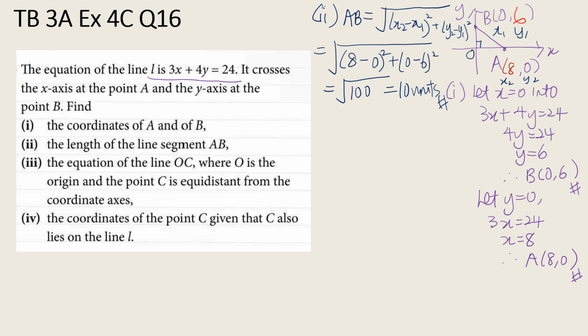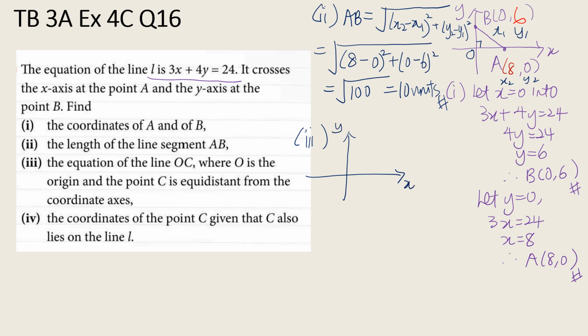So that's part 2. Now part 3, we're told that there is a line OC, where O is the origin and C is a point that is equidistant from the coordinate axes. What does it mean by equidistant from the coordinate axes? That means, okay, let me do a sketch for you.